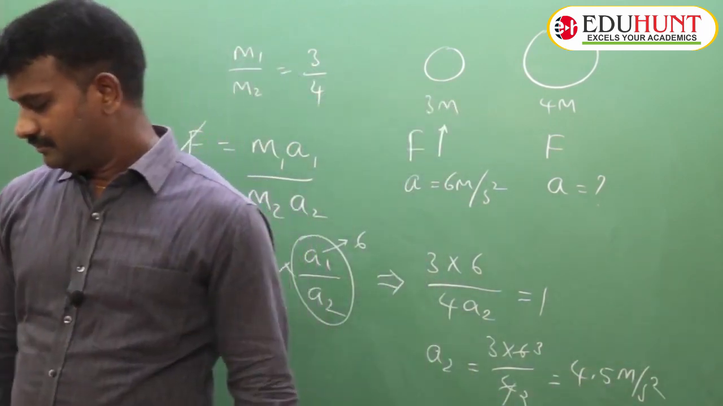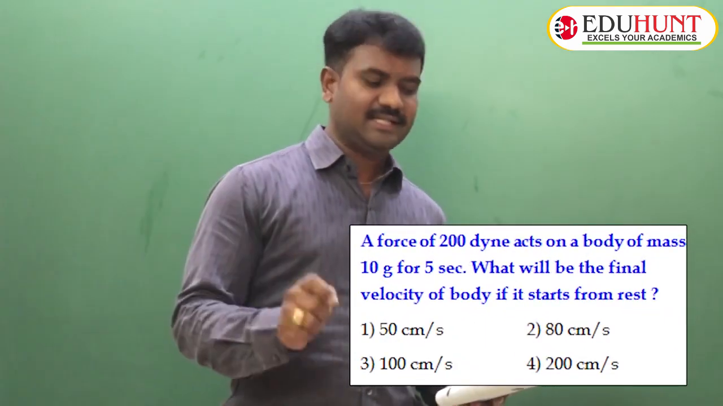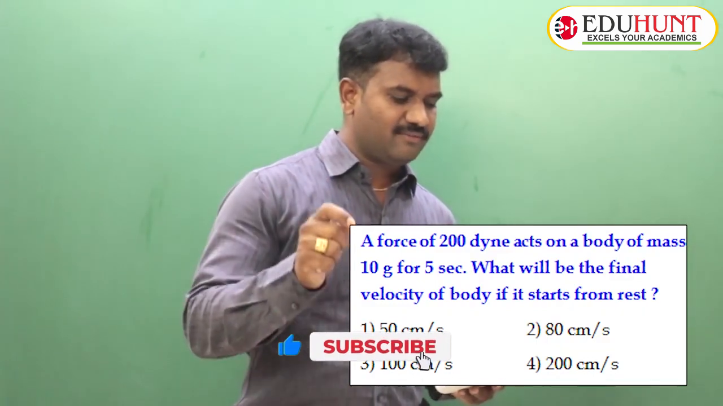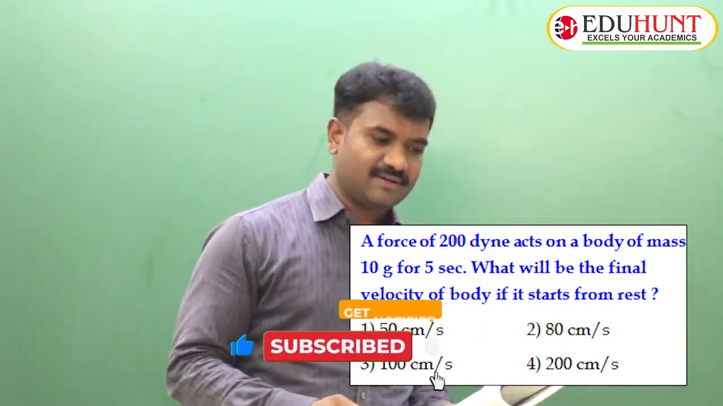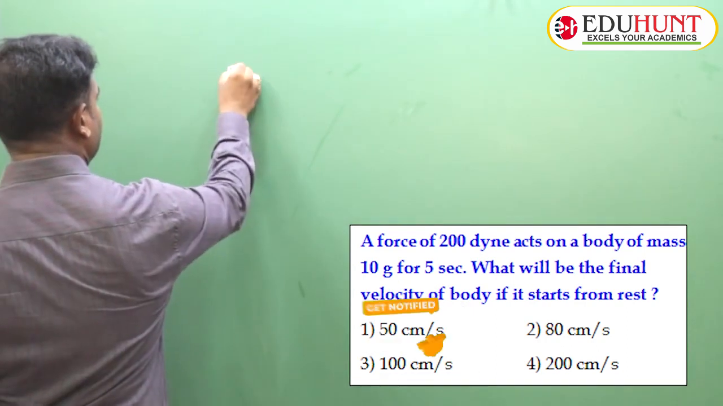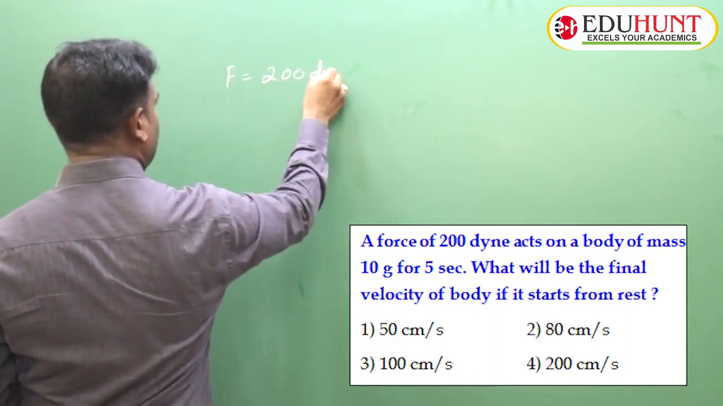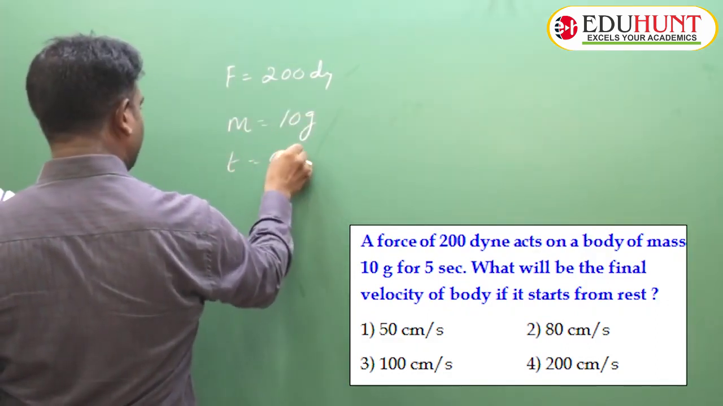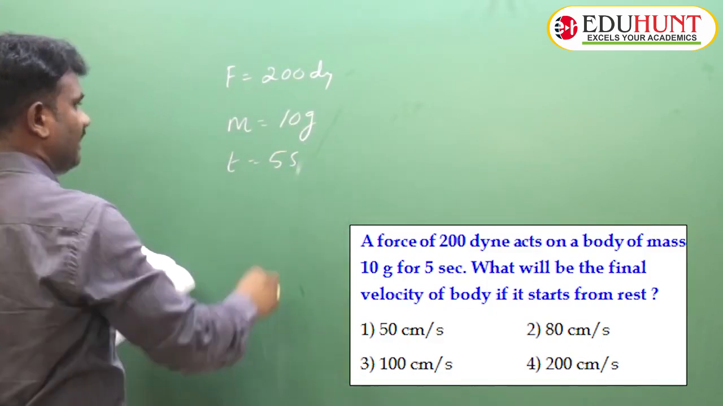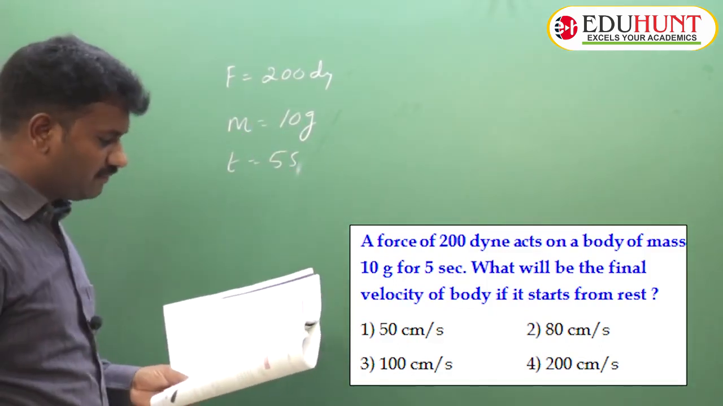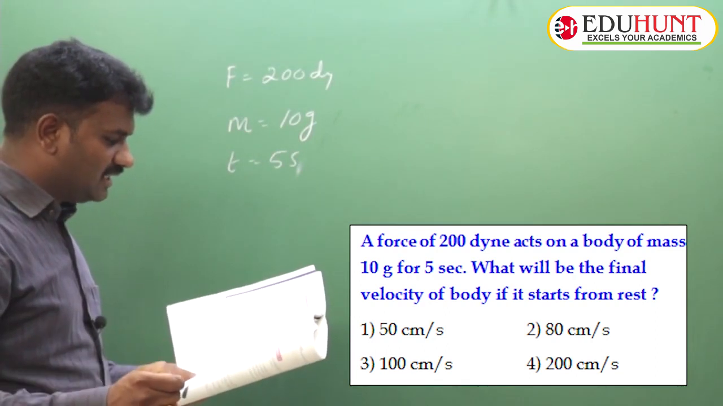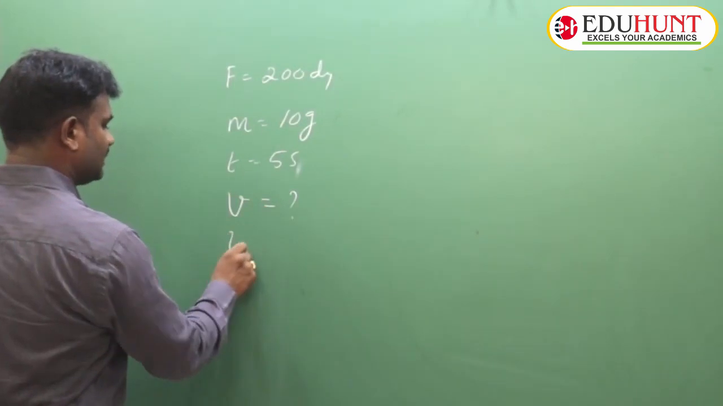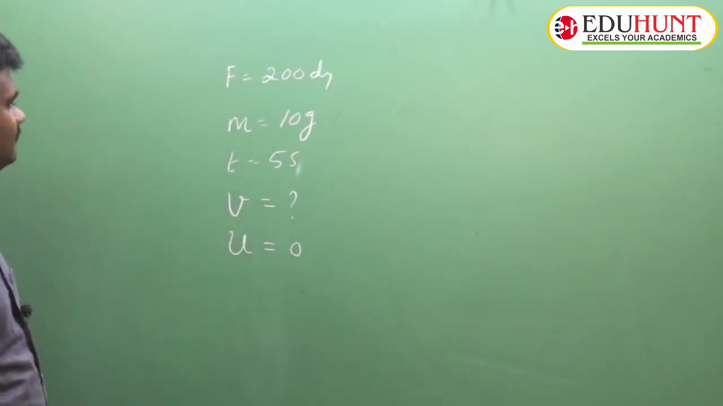That's all. It is given that a force of 200 dynes, see it is given in a CGS system, 200 dynes acts on a body of mass 10 grams for 5 seconds. So F is equal to 200 dynes acts on a body of mass 10 grams for 5 seconds. See, everything is in a CGS system, no issue. What will be the final velocity of the body if it starts from rest? So v equal to how much if it starts from rest? That's all. Same as before.